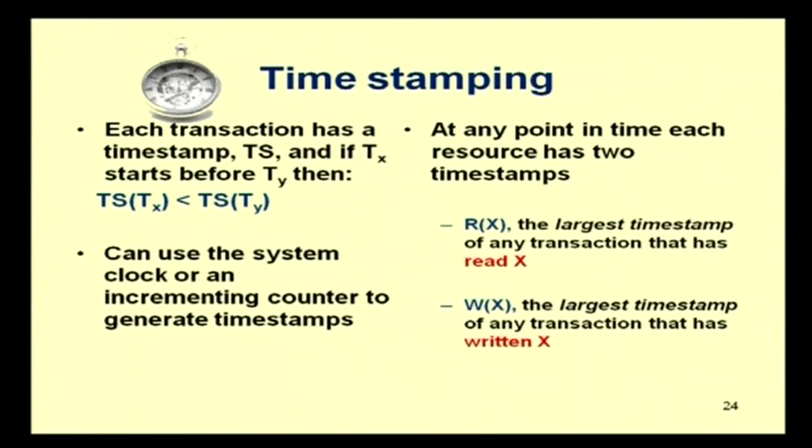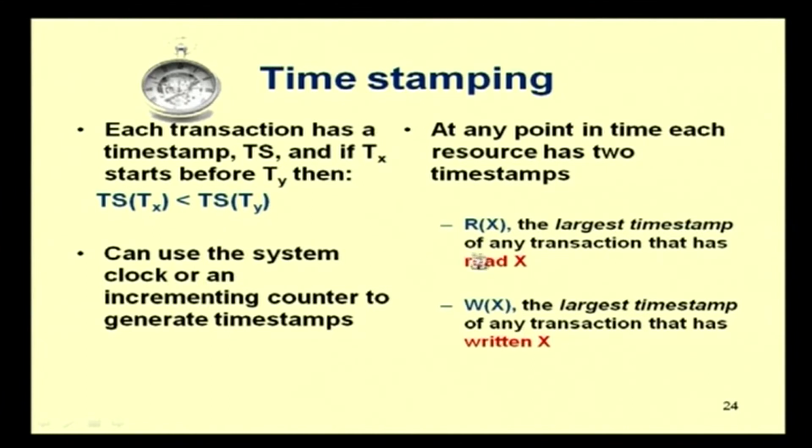Now, again I will just repeat, what we are trying to do is timestamping. You have two types of timestamps. One is the transaction timestamp, each transaction is associated with a timestamp Ts, and if Tx starts before Ty, then we say the timestamp of transaction Tx is less than the timestamp of transaction Ty, and you can use either the system clock or some counter. Now, at any point in time, a resource is also associated with a timestamp. Now, what is this resource timestamp?